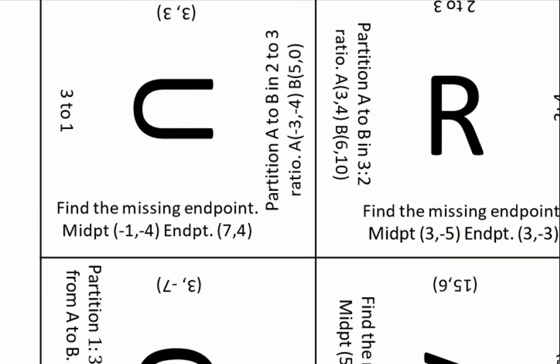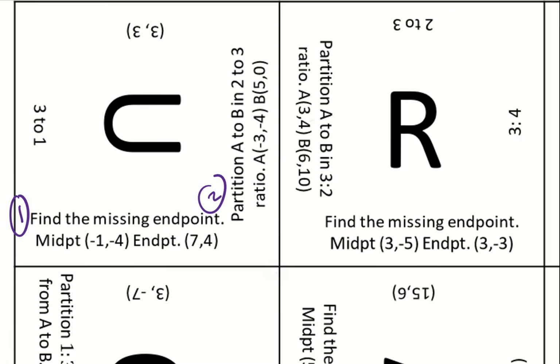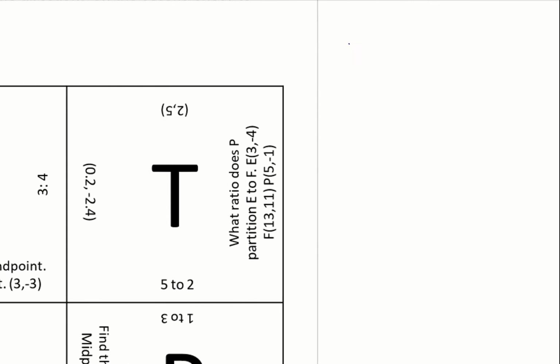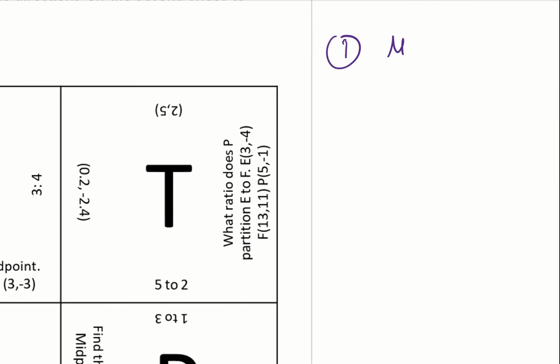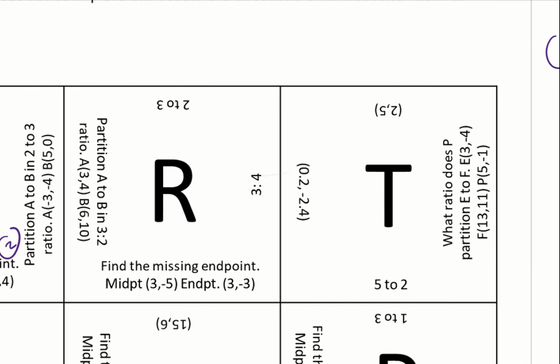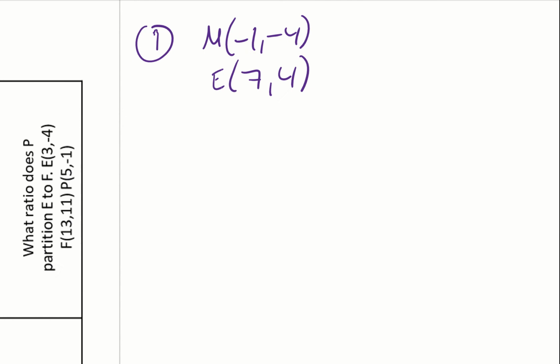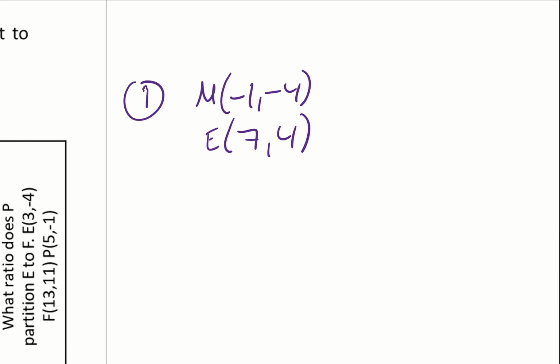Find the missing endpoint. Let's call this number 1 and then I'll call this number 2 and go from there. So find the missing endpoint. We have the midpoint is -1, -4. The endpoint is 7, 4. Okay, so what we want to do is figure out the other endpoint.